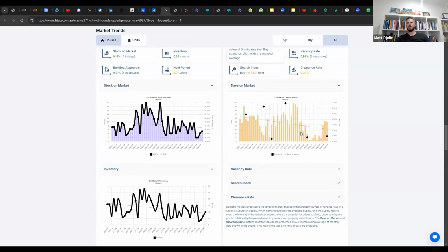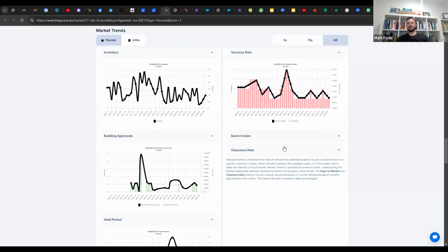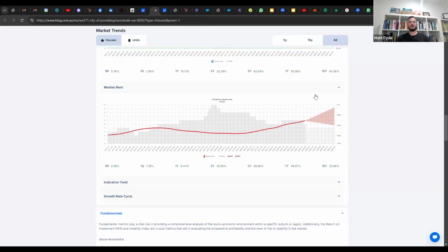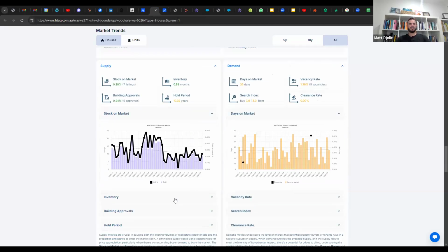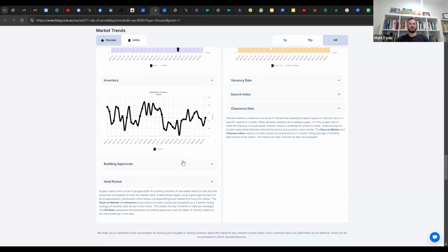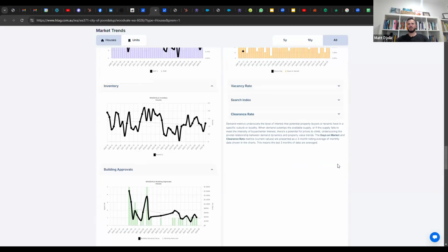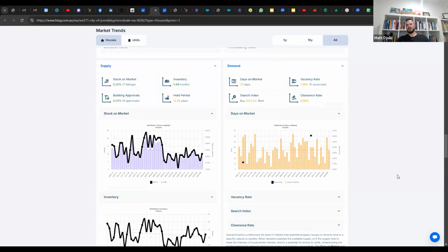Look at this, man, 49 days on market. Look at the days on market here. It started increasing a little. Overall trend is dropping. Vacancy rate is reducing. Let's look at this one here. What do we see? We see very similar stock on market and inventory. We see very similar building approvals. These hold periods are better. Okay, look at the days on market.